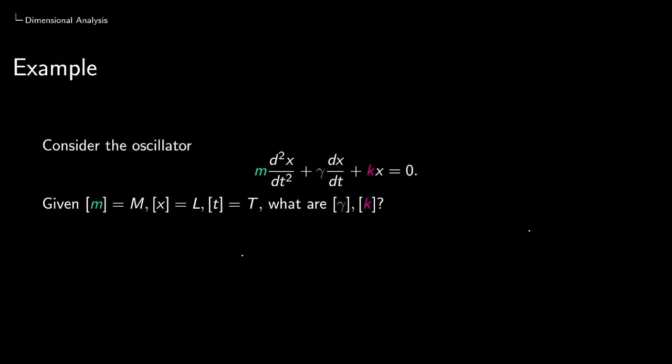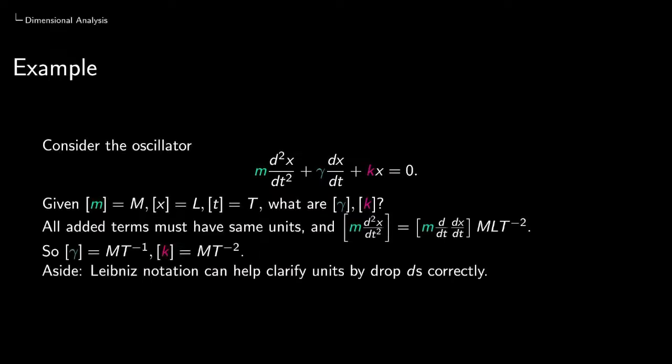Well, using a little bit of algebra, we will find that all of these terms must have the same dimensions, so they must have the same dimensions as that first term, and that first term has dimensions of mass times length divided by time squared. Therefore, using this dimensional analysis, we find that gamma has to have dimensions of mass over time, and that k has to have dimensions of mass over time squared.